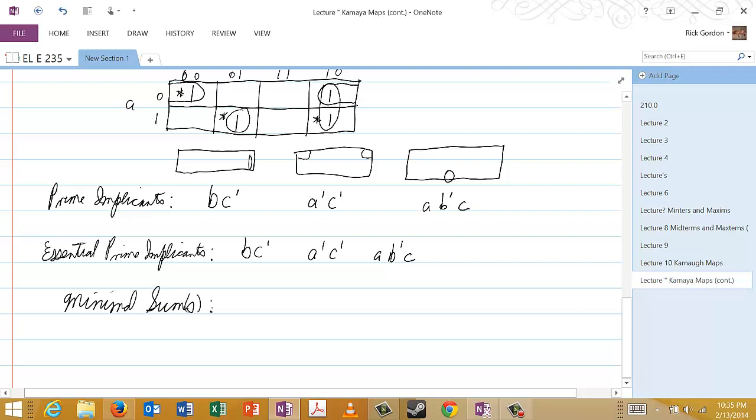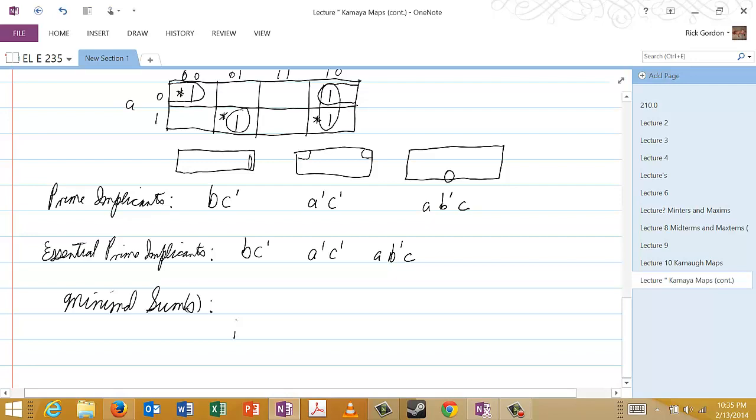I'll put minimal sum, and then after the word sum, I'll put S, because some functions have more than one minimal sum. That is, they have several different ways of writing them as a sum that are equally compact, and some functions have only one minimal sum. And we'll see which is the case here.